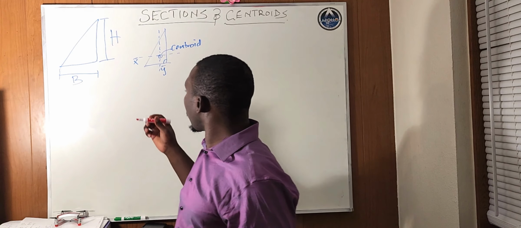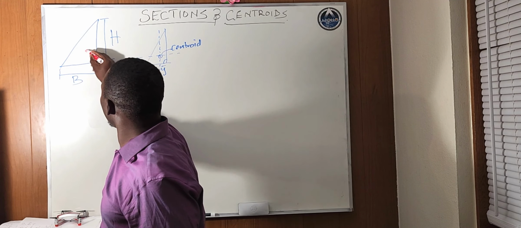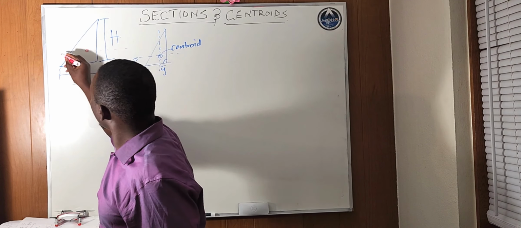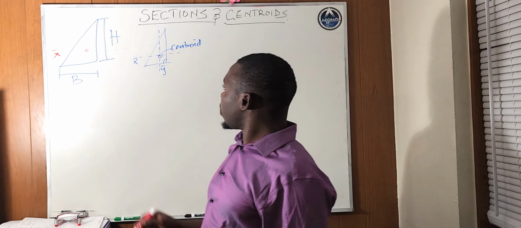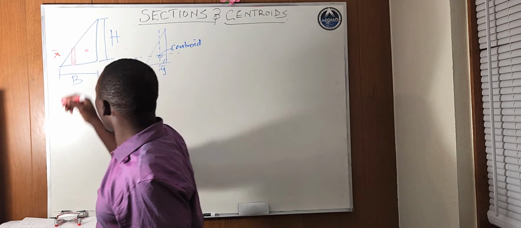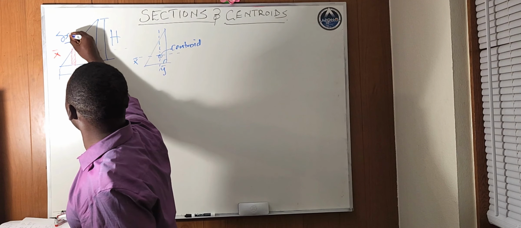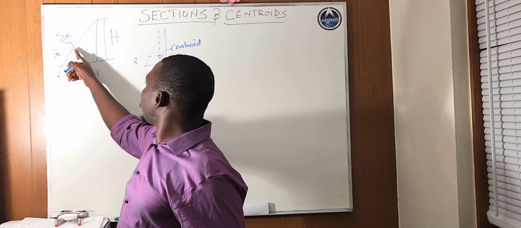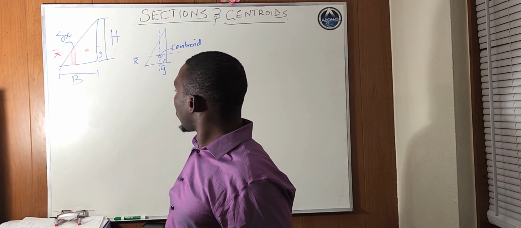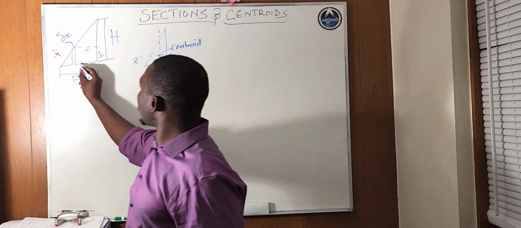Assume we can indicate here. Let's assume this is where the centroid is, and this is our x bar line. Then we can consider a finite strip of area, call it delta x. This is delta x. Then the height of this strip, let's give it the height of b.